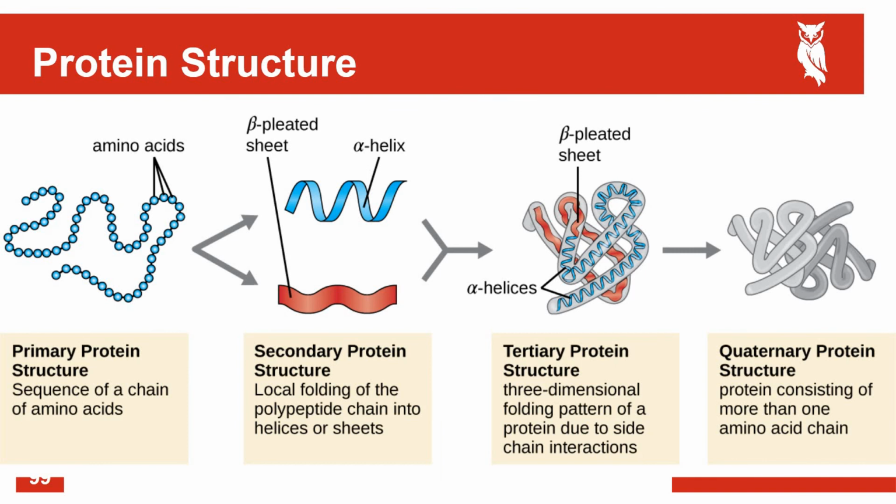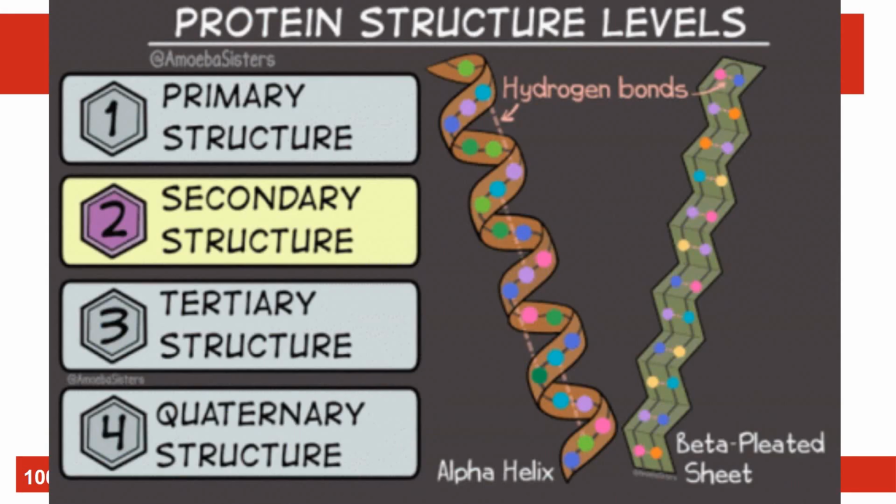All right, recapping back to protein structure. There are 4 levels of protein structure. We've got primary, which is the sequence of amino acids. We've got secondary, which is the local folding. We're either going to get alpha helices or beta pleated sheets. Tertiary protein structure is a 3-dimensional folding structure due to the interaction of those R groups. And then you've got quaternary. That's where you've got a protein consisting of more than one amino acid chain.